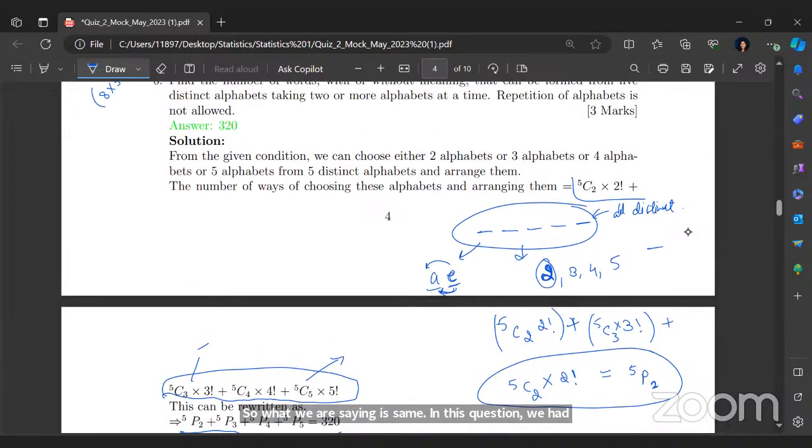So what we are saying is, in this question, let's say I have 5 distinct alphabets. So I have 1, 2, 3, 4, 5. We are saying all are distinct.